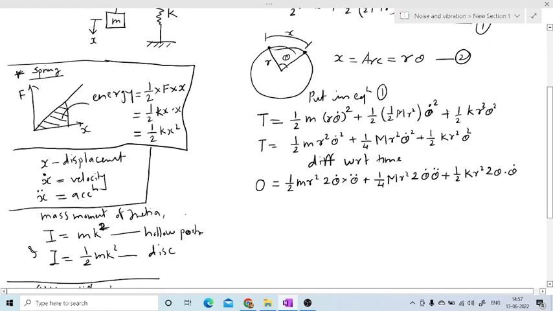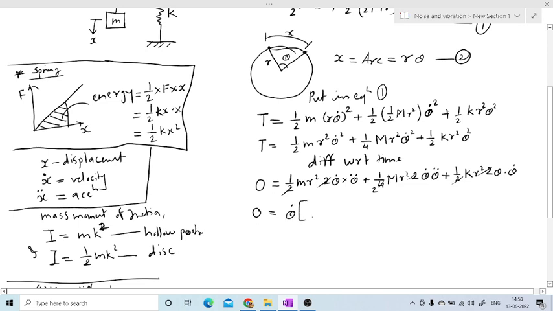So to simplify this equation, 0 is equal to, this 2 will be cancelled, here 2 will be cancelled, so it will become 1 half, here the 2 will be cancelled, and we will take the common term. So in all equation you can see theta dot is common. So take theta dot common.